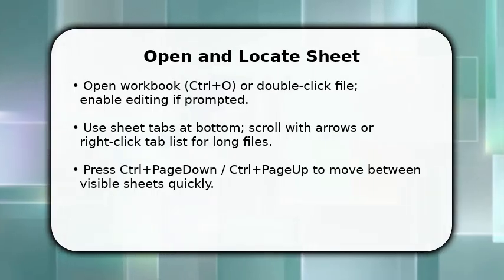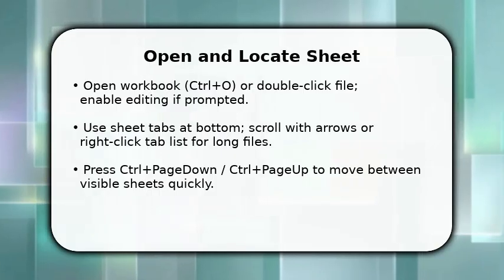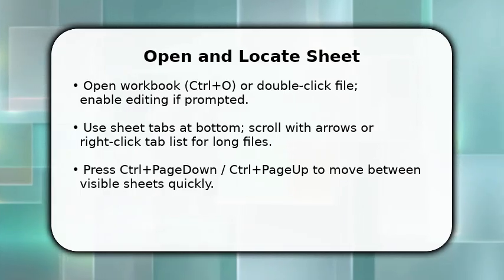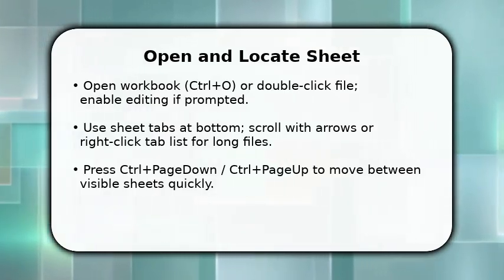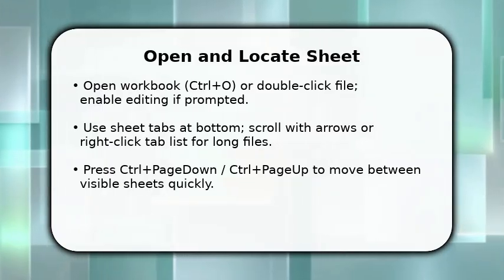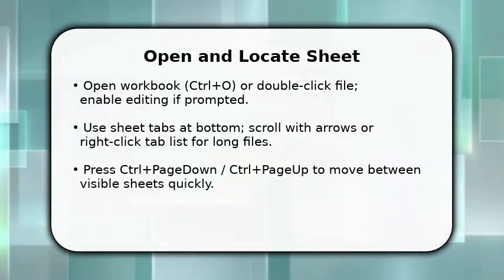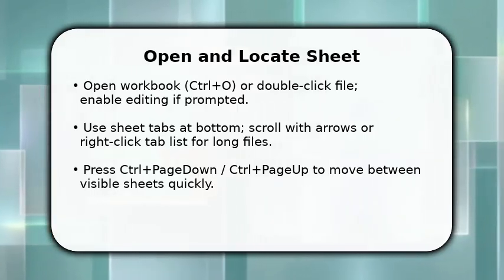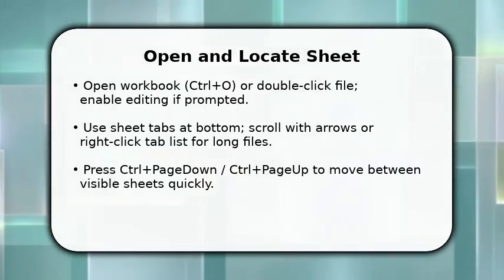You already have the workbook open and editing enabled. Now find the sheet you want. Look at the sheet tabs along the bottom and use the left/right arrows if tabs are hidden. Once located, press Ctrl plus Page Down or Ctrl plus Page Up to jump between adjacent sheets, or right-click the tab navigation arrows to open a full list and pick a sheet.